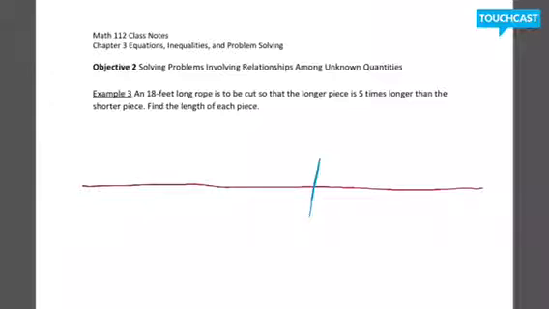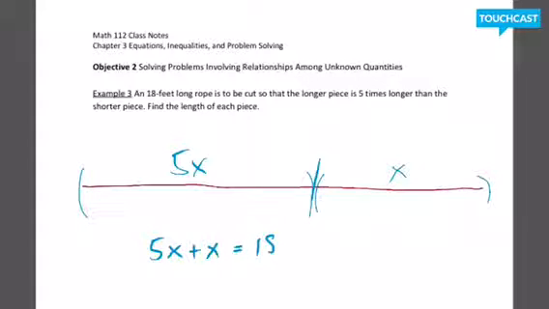So I'm just going to give myself a cut. We have a long piece, and that's in here, and we have a short piece, and that's in here. And it says the longer piece is 5 times longer than the shorter piece. So if I call the shorter piece x, then the longer piece is going to be 5 times x. And that means that 5x plus x is equal to 18. Now I'm going to simplify, and then I'm going to solve.